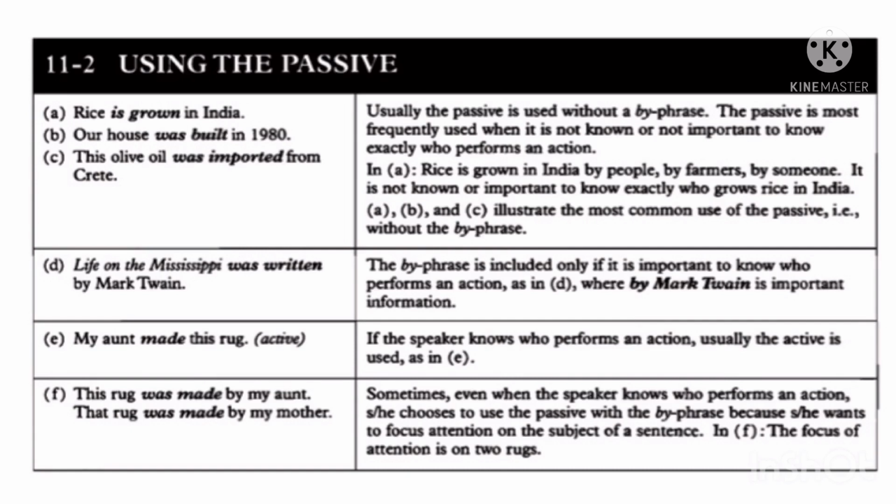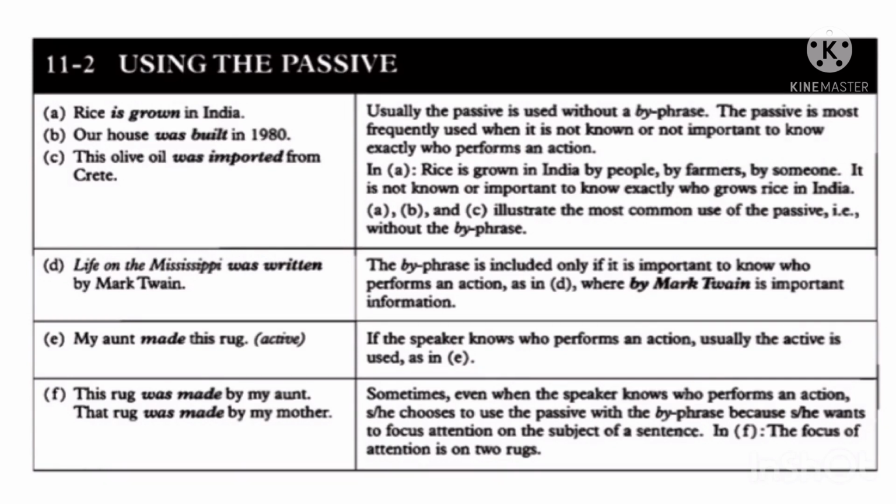And D, Life on the Mississippi was written by Mark Twain. The by phrase is included only if it is important to know who performs an action, as in D, where by Mark Twain is important information.